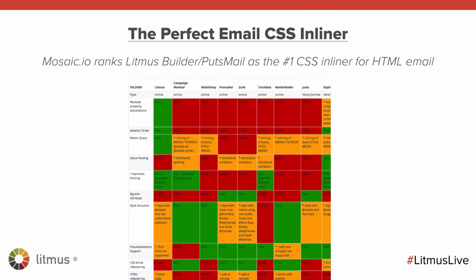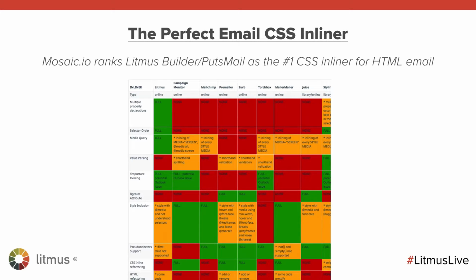Mosaic.io wrote a blog post breaking down the perfect email CSS inliner, and it was great. They had a full support chart here of what every CSS inliner does, and it was a really fascinating blog post to read. So when you get the slides after, or you could just Google it, I guess, right now, but it was really, really great. And they actually ranked Litmus Builder and PutsMail, which both use the same inliner, as the number one CSS inliner for HTML email.